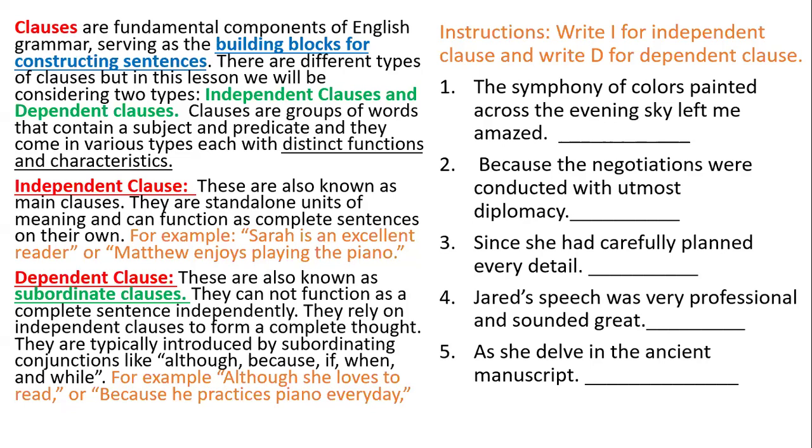Rochelle, read the sentences for me, please. Number 1. The symphony of colors painted across the evening sky left me amazed. Number 2. Because the negotiations were conducted with utmost diplomacy. Number 3. Since she had carefully planned every detail. Number 4. Jared's speech was very professional and sounded great. Number 5. As she delved in the ancient manuscript.